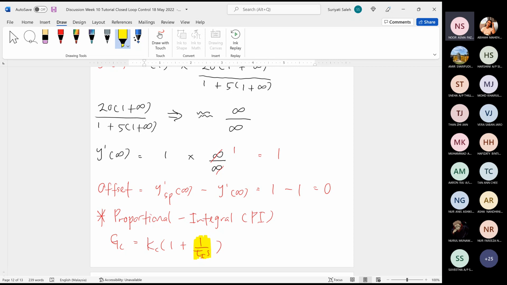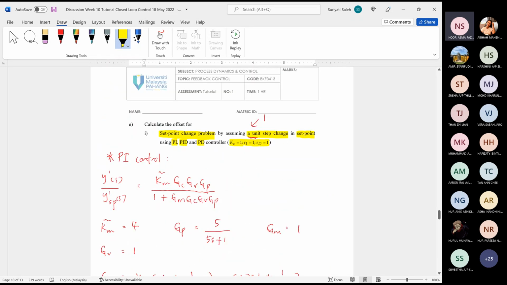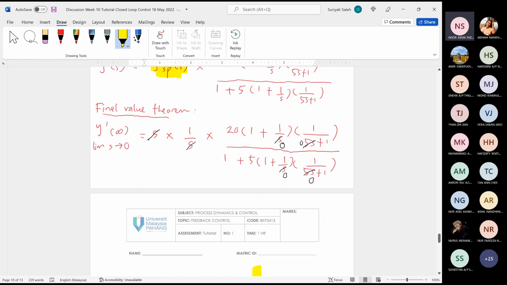So any question so far? Alright. In this case, I already showed you the set point changes for PI controller. For those who already submitted, please correct based on this discussion and complete the PID and the PD based on the following approach. So now we go for the next question.